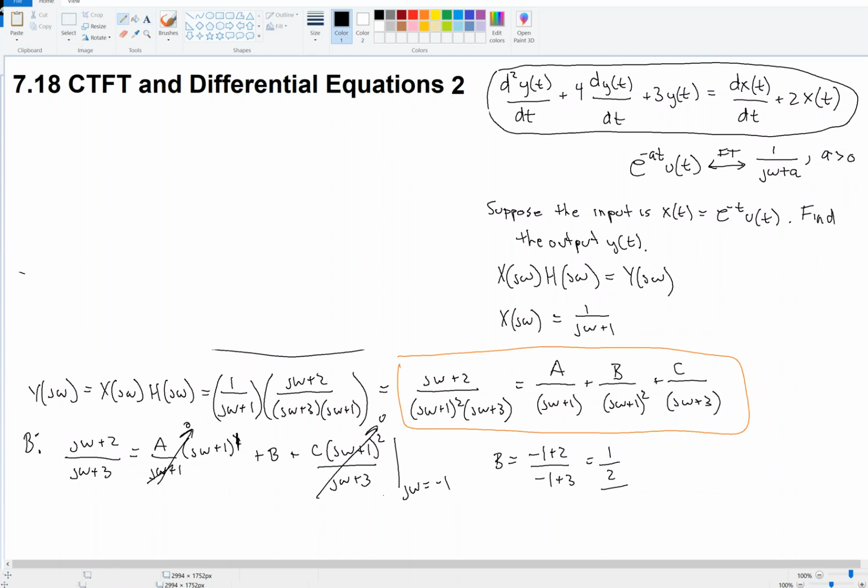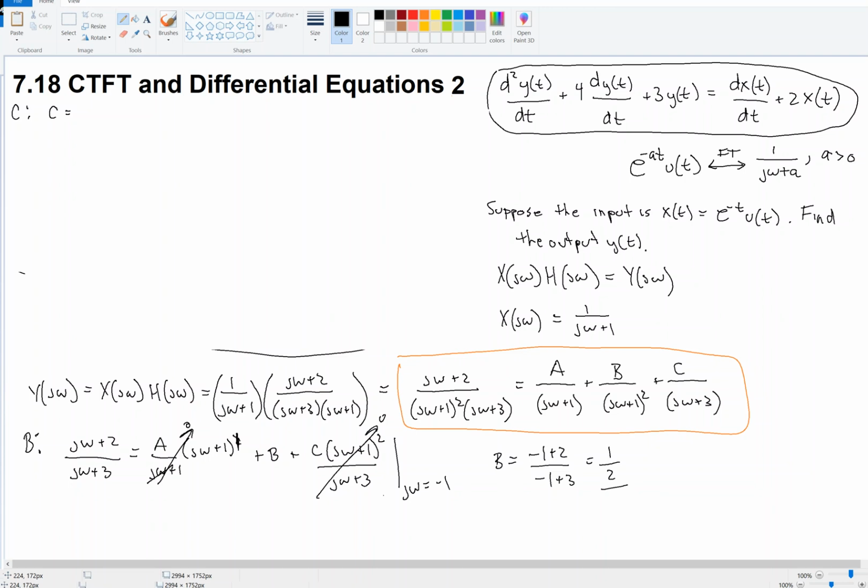Now I've got b. I'm going to get c in the exact same way. So I'm going to multiply everything in orange by c's denominator, and then let j omega equal to whatever makes c's denominator 0, which is minus 3. So when I do this, let's try to do it in our head, actually. So I'm going to have c equals, so imagine multiplying everything by j omega plus 3, and then setting j omega equal to minus 3.